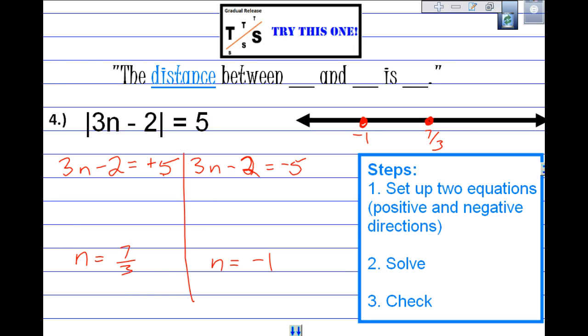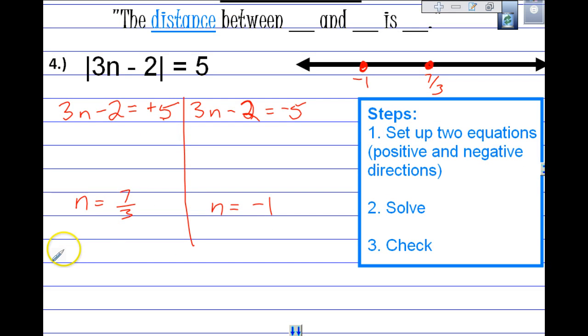Of course, you have to show your work or check. 3 times 7/3. 3's cancel out. 7 minus 2. No problem.